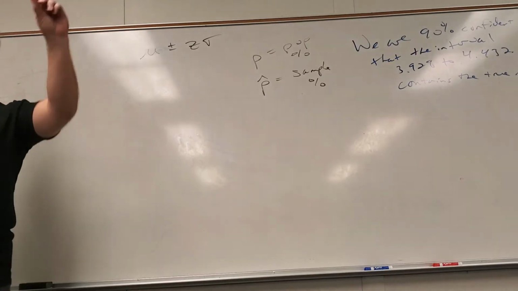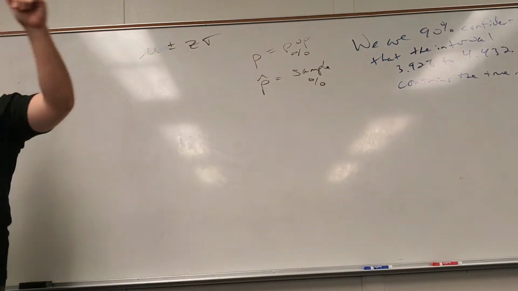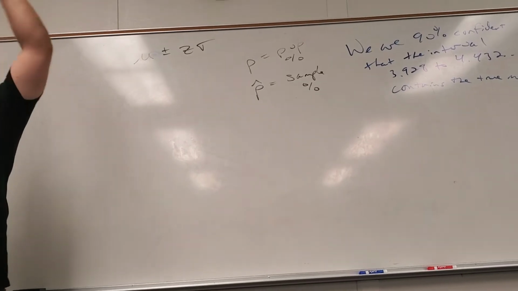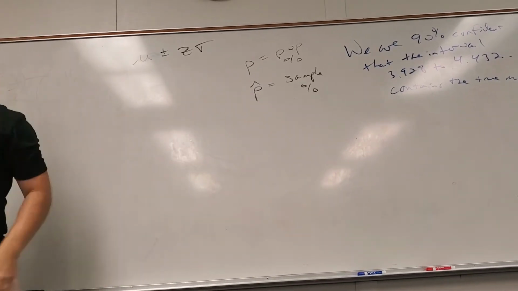Same idea with mu, population mean, X bar, sample mean. P, population percentage, P hat, sample percentage. That's it.